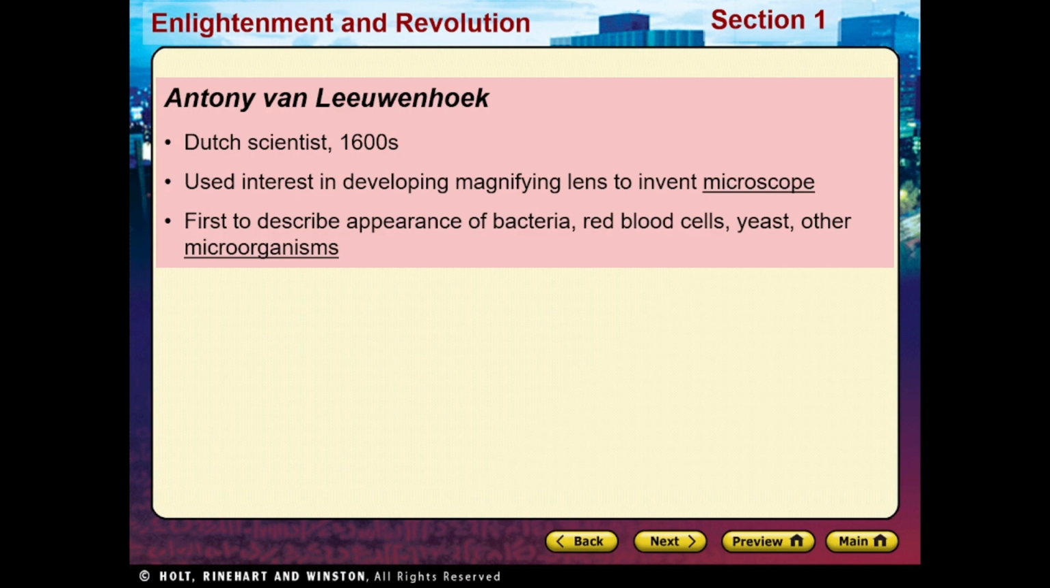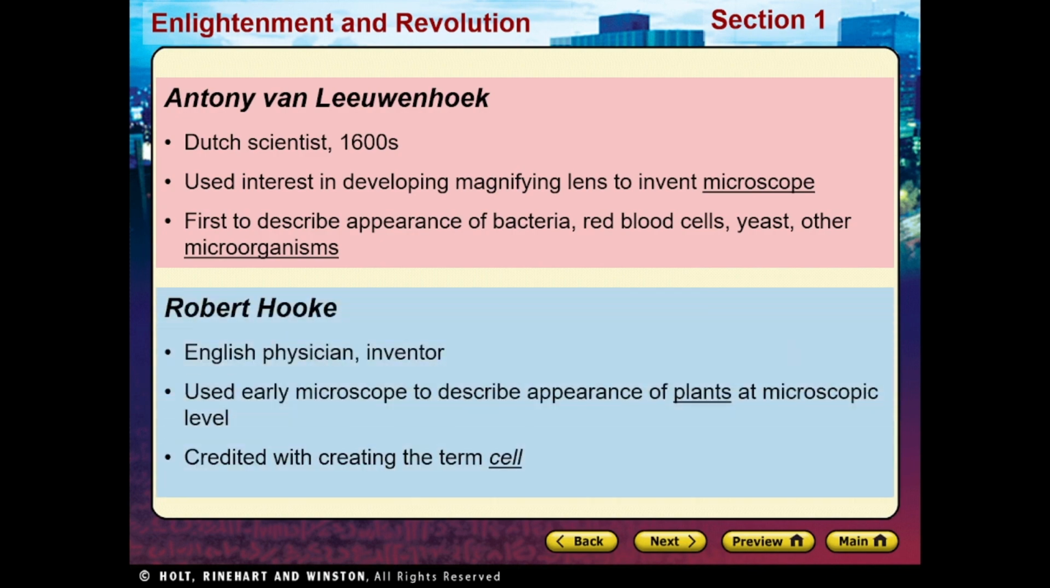So kumbaga, si Anthony van Leeuwenhoek is a biology scientist. Biologist siya. Siya ang unang nag-describe ng appearance ng bacteria, red blood cells, yeast, and yung iba pang microorganisms. Si Robert Hooke naman, isa siyang English physician or inventor. Used early microscope to describe appearance of plants at microscopic level, credited with creating the term cell. So si Robert Hooke daw ang gumawa ng term na cell.